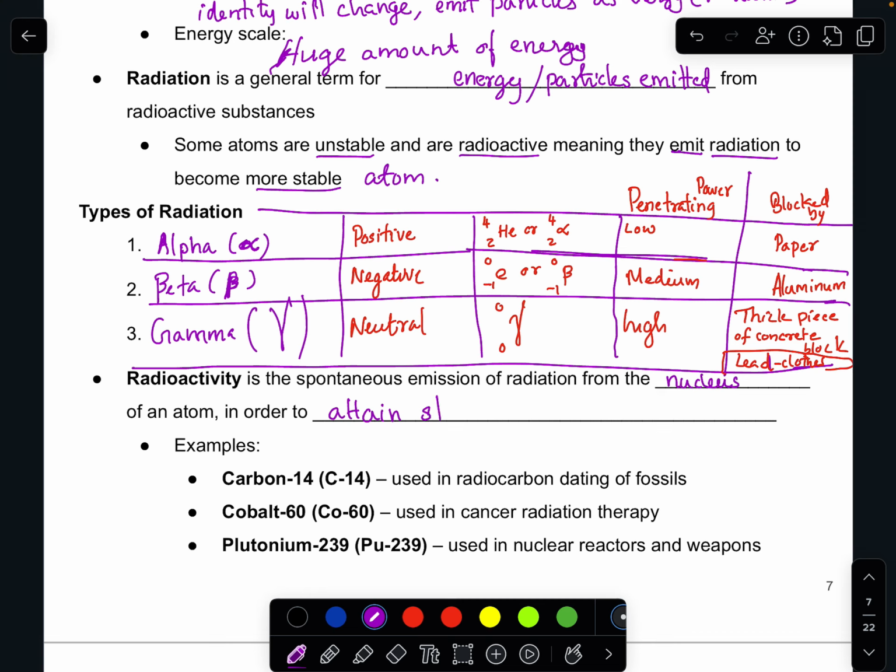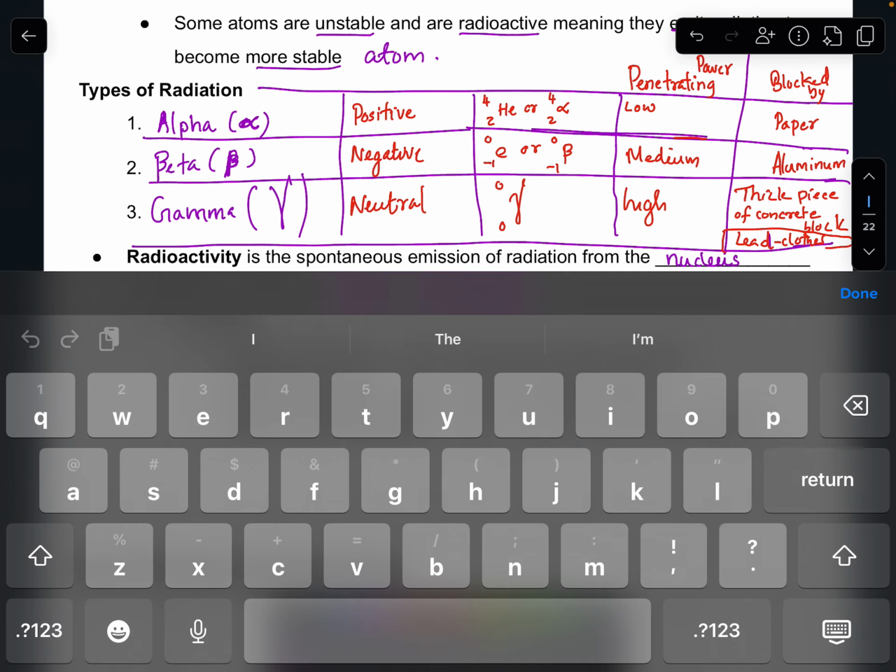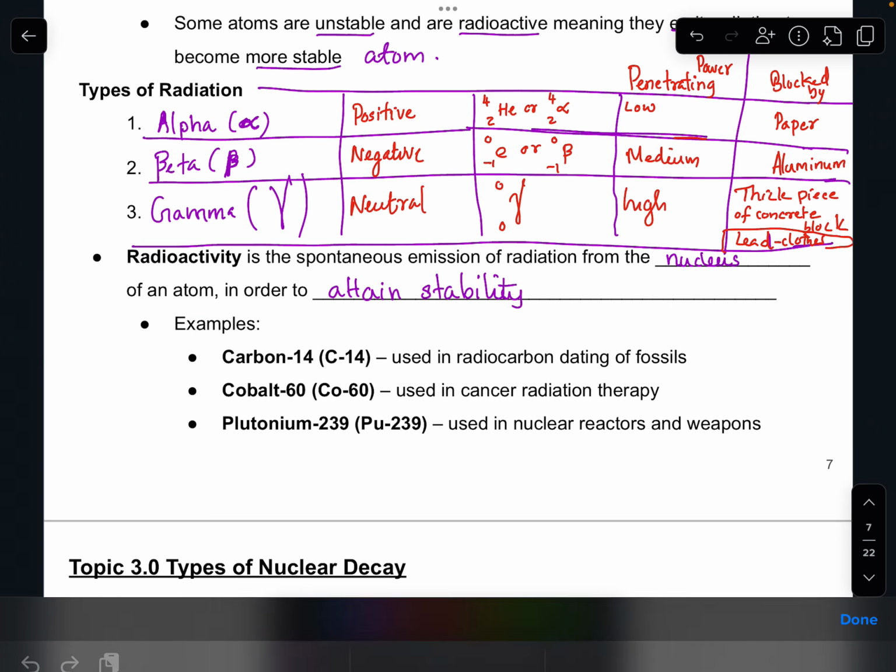Stability, by emitting radiation. So in order to attain stability, we are going to see a lot of examples of radioactives.